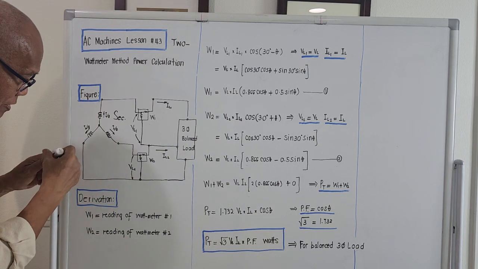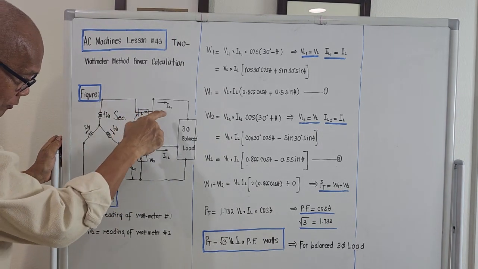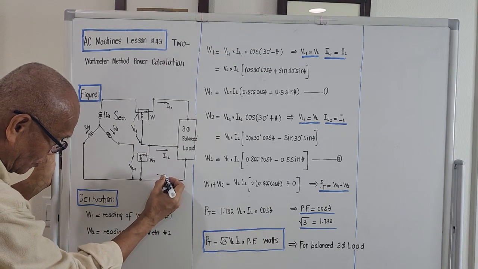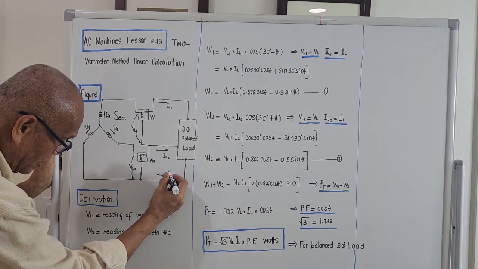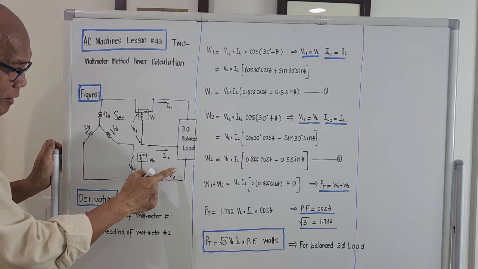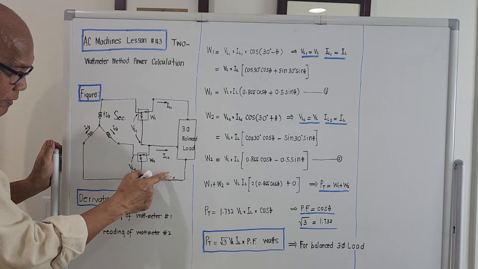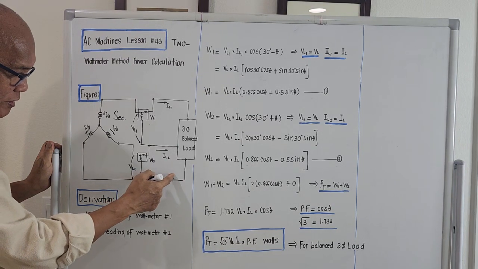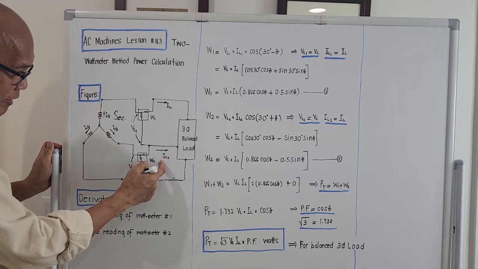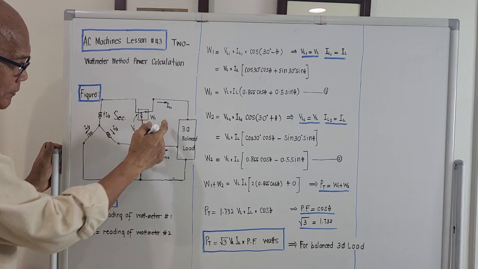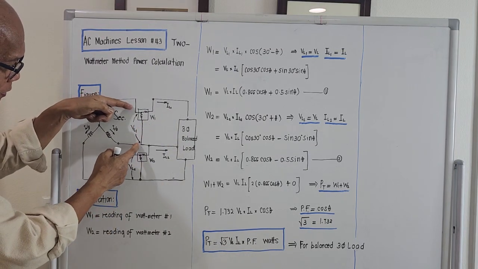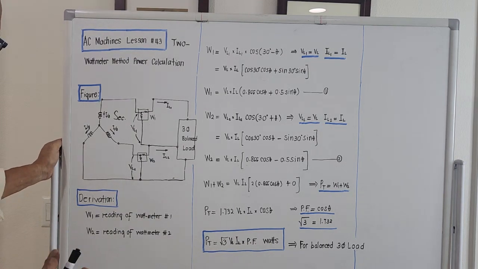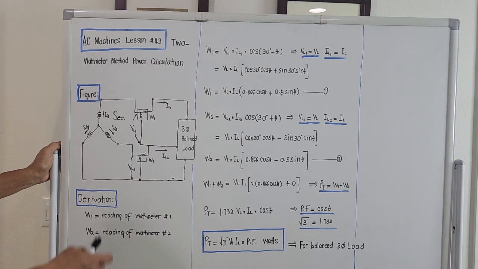Meaning to say, the value of the current IL1 is equal to IL2, and this should be equal to IL3. Actually, we do not need IL3. For the two-wattmeter method, we just need line current number 1 and number 2, and the line-to-line voltages. Let's try to bring out the legend of this one.